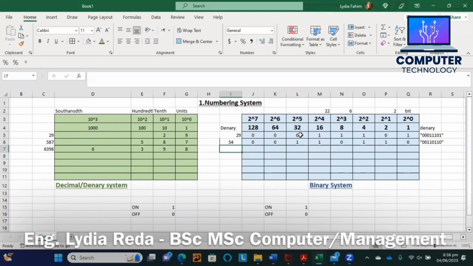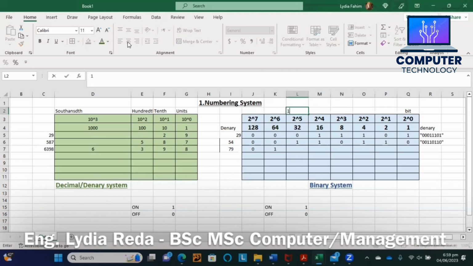Let's do a 79, bigger. What does the 79 do? Does it have 128? The answer is no. Does it have a 64? The answer is yes. Okay, so 79 minus 64, let's see, here is the last one.